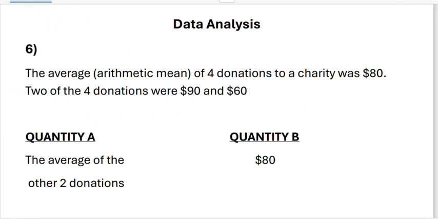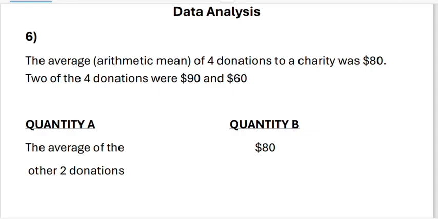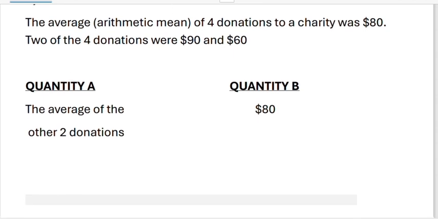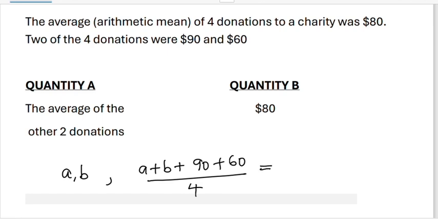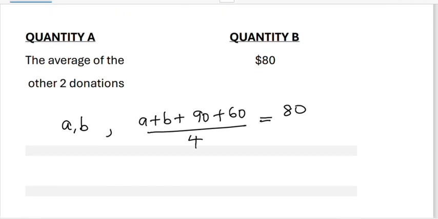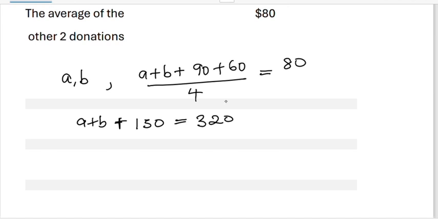Okay, question 6. The arithmetic mean of 4 donations to a charity was $80. 2 of the 4 numbers were 90 and 60. So let's say the other 2 numbers are A and B, right? So let's solve this out. So this simply means that A plus B plus 90 plus 60 over 4 is simply $80. If you multiply this out, this will tell us that A plus B plus these 2 is 4 times 80, which is 320, right? If you subtract 150 from both sides, you have that A plus B is simply 320 minus 150, and this is 170.